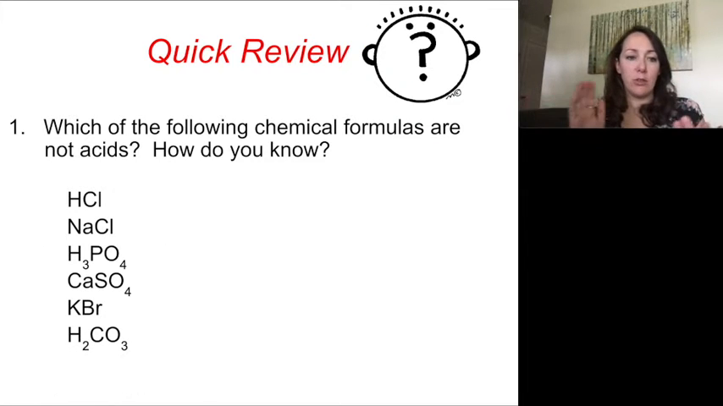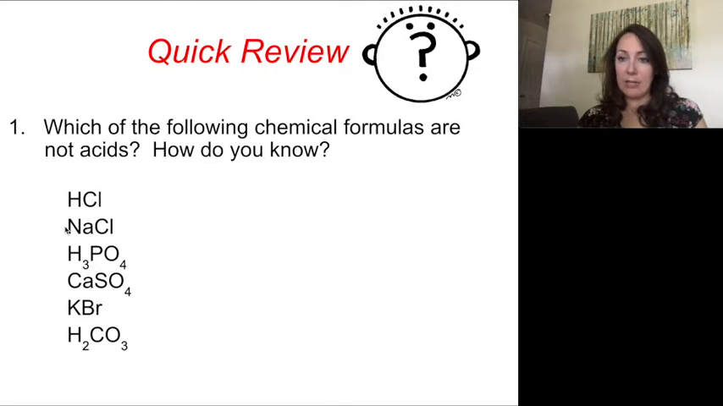So as a quick review, which of the following chemical formulas are not acids? And how do you know? So take a second and look through those. All right, so let's go through one by one. We've got HCl, hydrochloric acid. That is definitely an acid. We've got the hydrogen listed first.